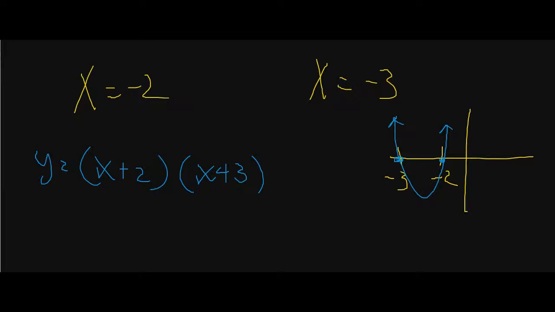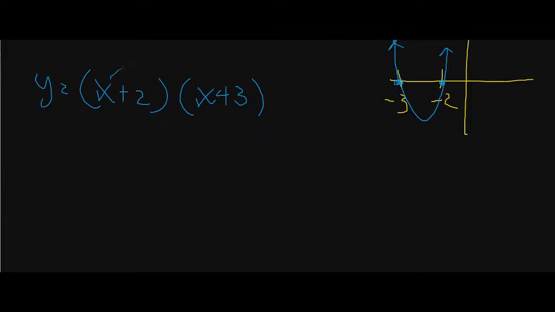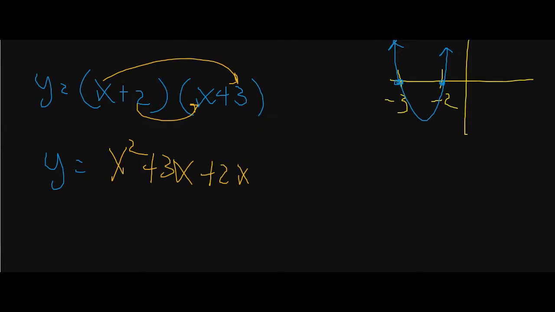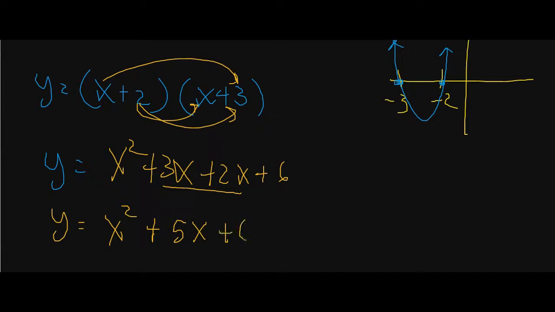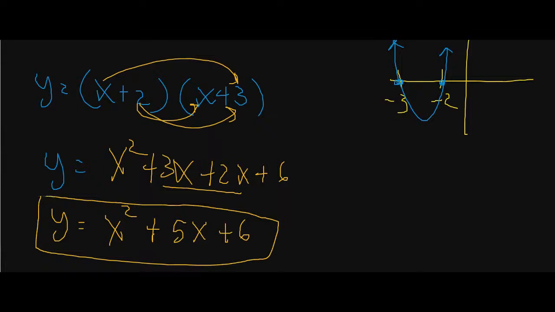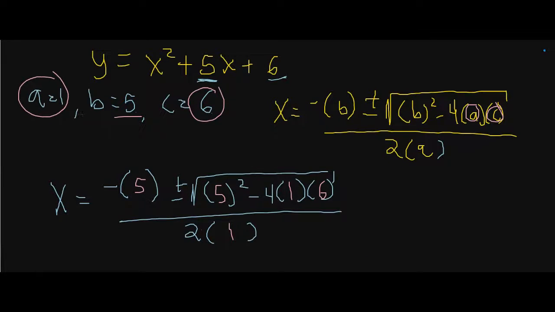And if you don't believe me, we could verify this. X times x, we're just going to get y is equal to x squared, and then x times 3, which is going to give me 3x, and then 2 times x is going to give me 2x, and then 2 times 2 is going to give me 6. So we're going to get y is equal to x squared plus, we just add these, 3x plus 2x is 5x plus 6. And there we go. You can see that this equation here matches the equation that we started off with right there.